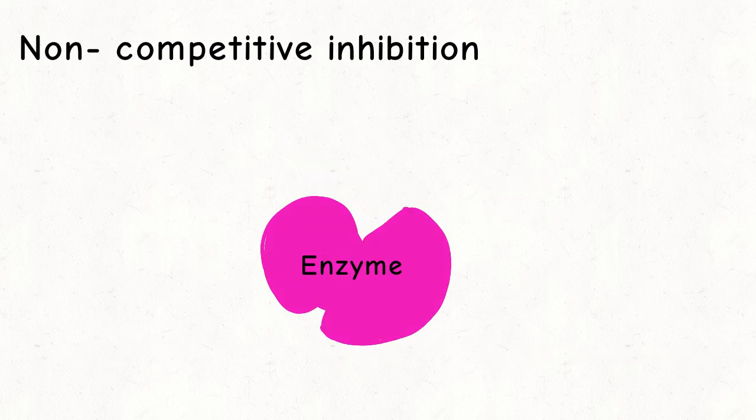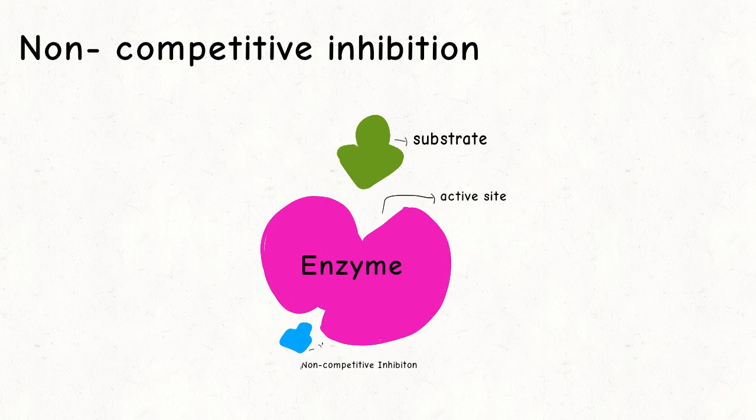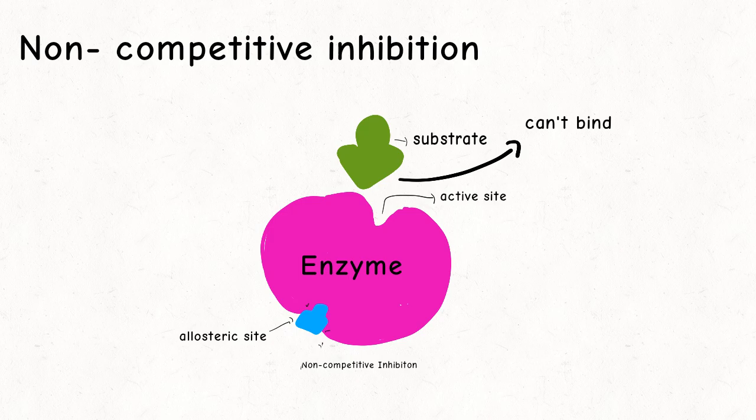Now, in non-competitive inhibition, the inhibitor blocks the parking spot from the side. Even though the parking spot is open, the substrate can't get in. The inhibitor binds to a different site on the enzyme, which alters the shape of the active site, which means the substrate can't bind properly and no product or less product is produced.